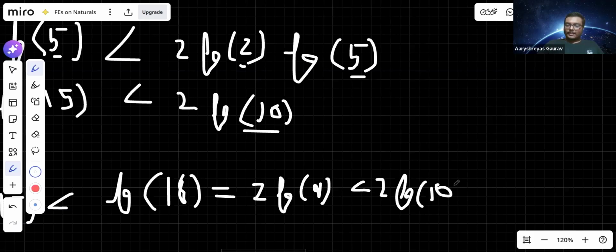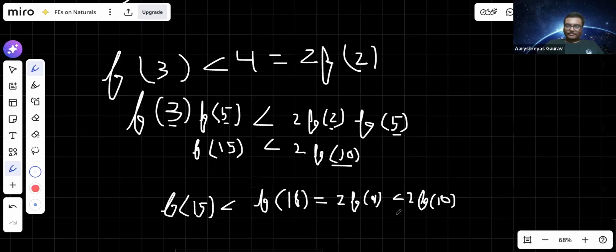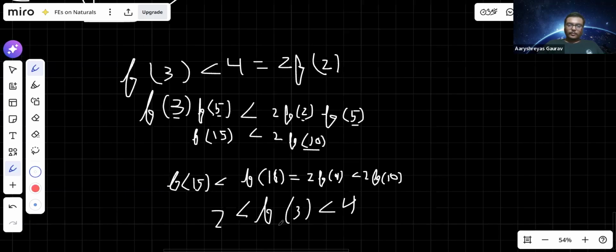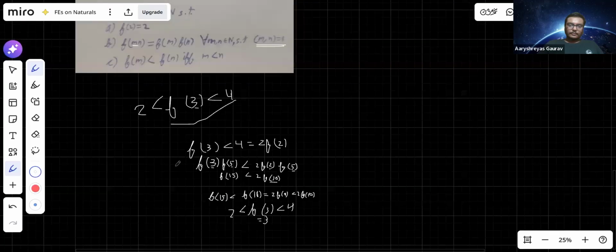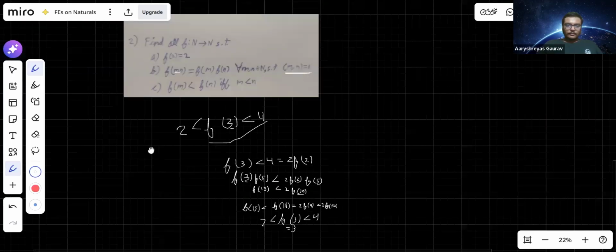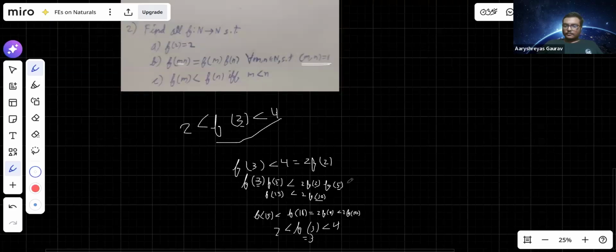So that was it for the second problem. We brute forced that f of 3 is less than 4 and greater than 2. So f of 3 is 3. Well, now I will be putting the third problem.